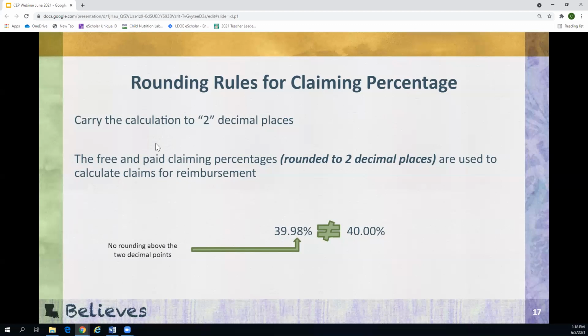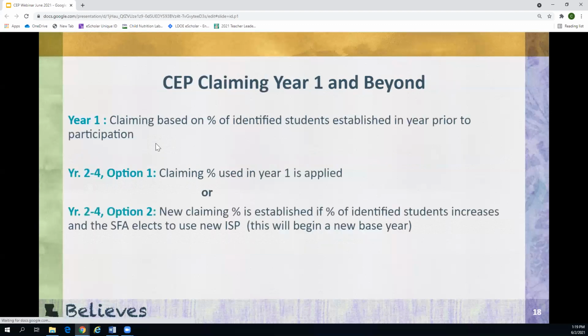So claiming percentages are always calculated to 2 decimal places. The free and paid claiming percentage are used to calculate claims for reimbursement. It is very important that both in your software system, if you're using a software system, as well as in the claim itself, that you're applying the appropriate claiming percentage. A difference by not rounding to 2 decimal places could mean that the number of meals claimed at the free or paid rate would be different from what it should be based on that percentage.